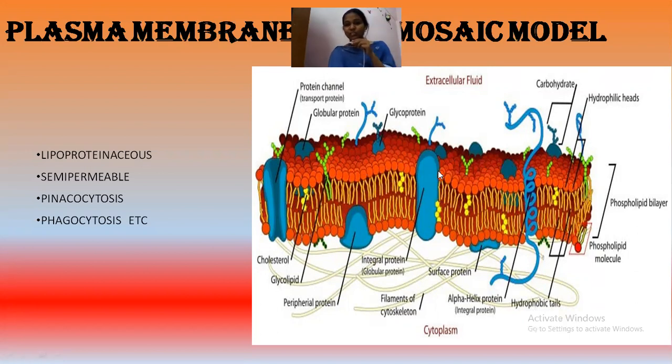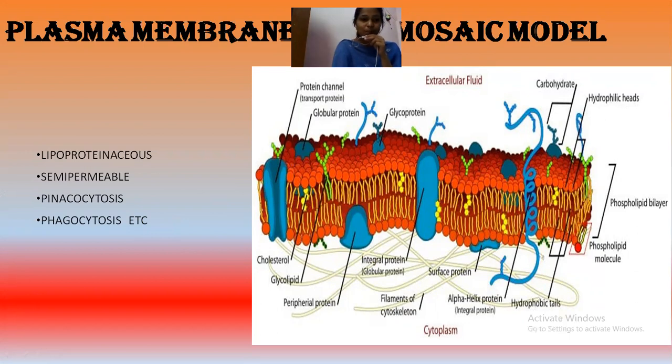This is the structure of plasma membrane. Not only plasma membrane, all the limiting membranes will be having the same structure and same function. All the membranes are lipoproteinaceous and all the membranes are semi-permeable in nature. And there are many functions of plasma membrane.